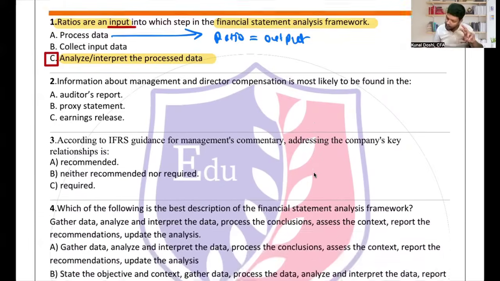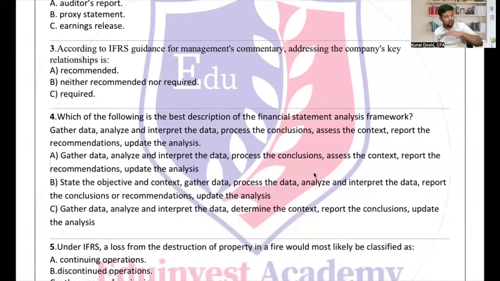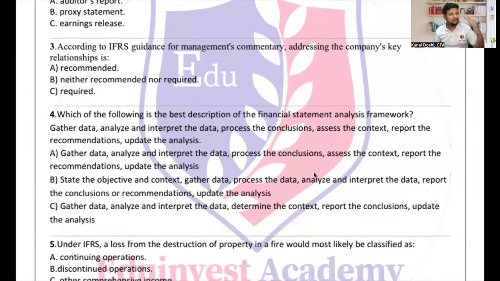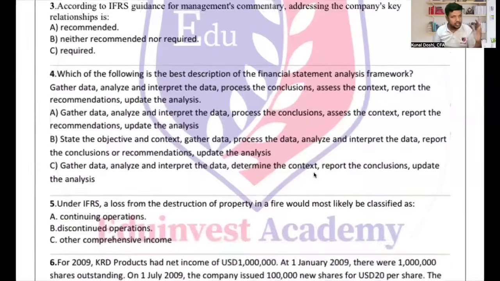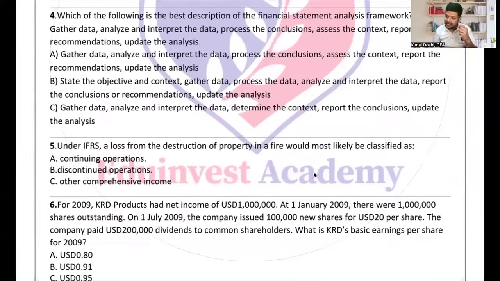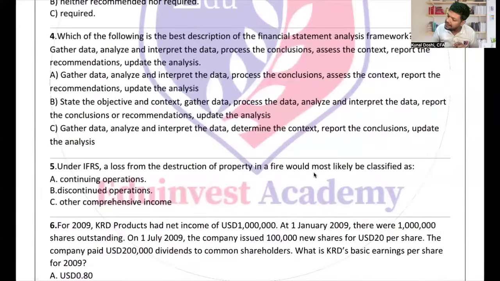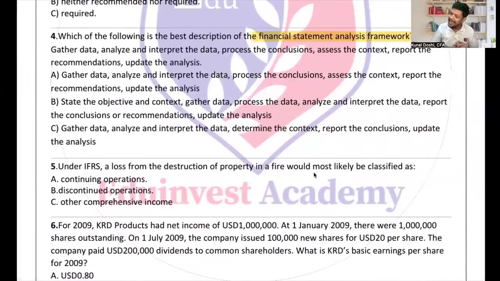Okay. Now, related to that, of course, in the exam you're not going to get questions in the flow, you might get random questions. So question number 4 is quite related to the same thing. Which of the following is the best description of the financial statement analysis framework? Which is the first step? First step is gathering the data. No, the first step is the objective. You should know the objective of why you want to do FSA, right? So that is state the objective, which is only in option B.